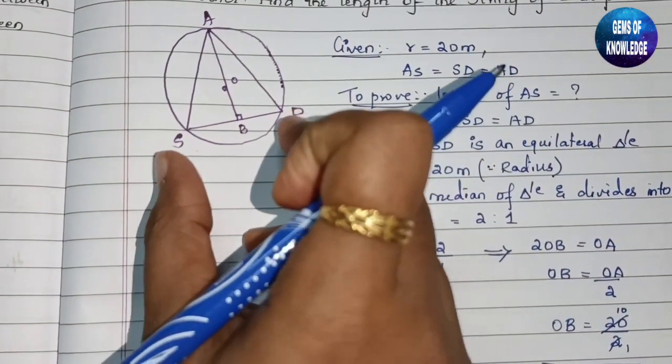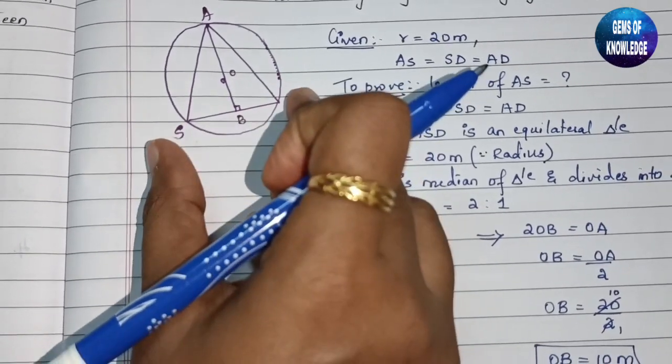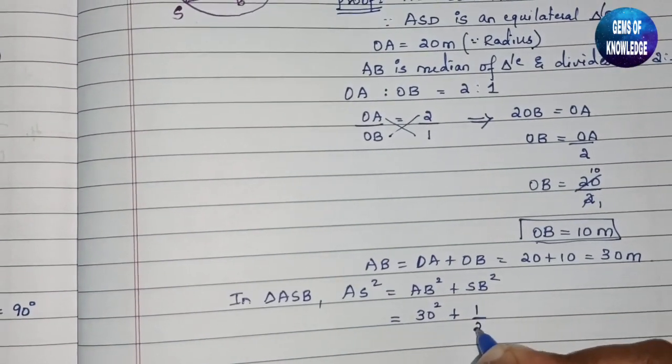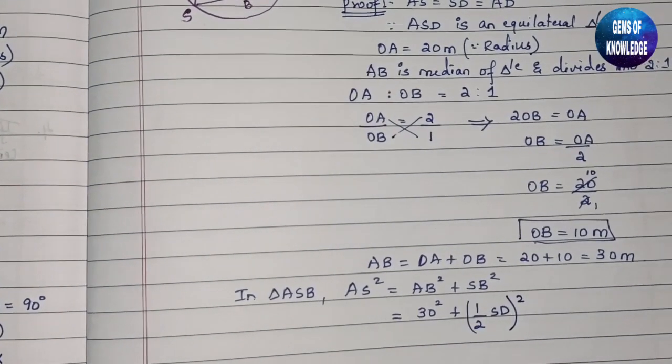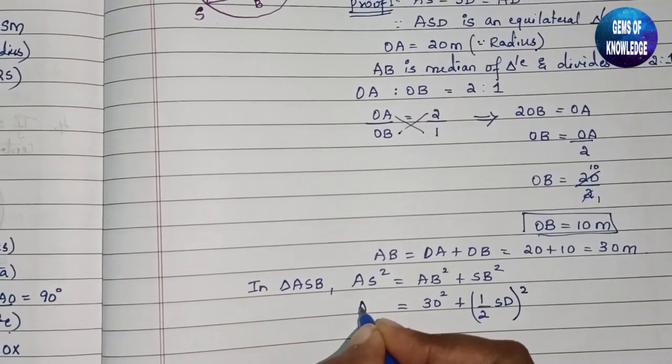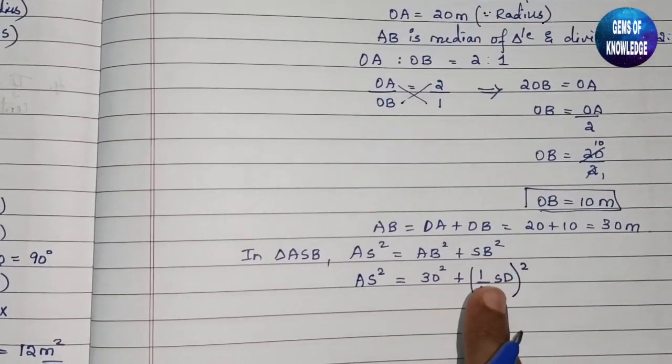So what we will do is, SB is equal to half of this SD. So we will write half of SD, and this square will be as it is. Now we will keep this AS square as it is here. We don't know the value of AS and we don't know the value of SB either.